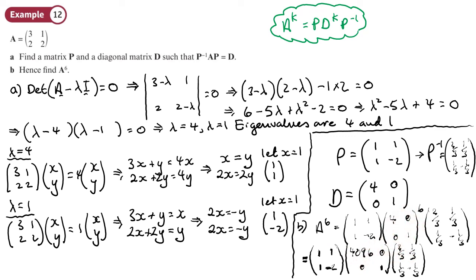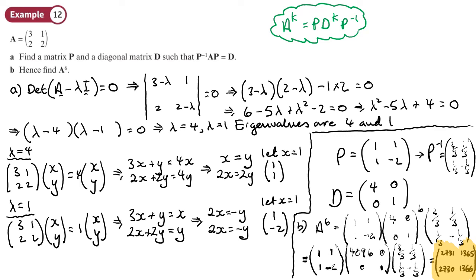Now we can either work this out manually or use our calculators. I've used my calculator to get the answer for this. I get 2731 here in the first element, and then 1365 here, and then 2730, and lastly 1366. So that is the value of A to the power 6 down here in the final part of B.